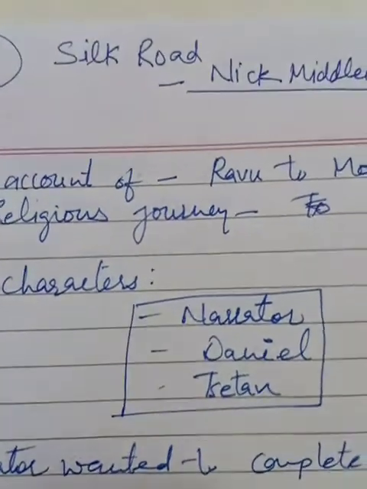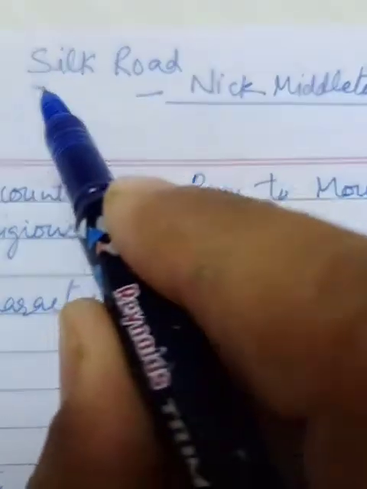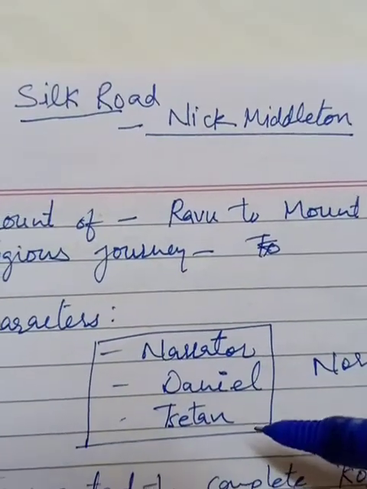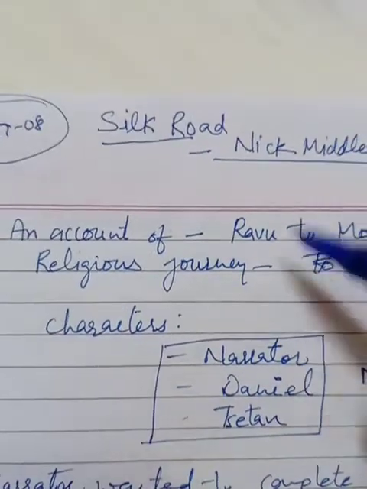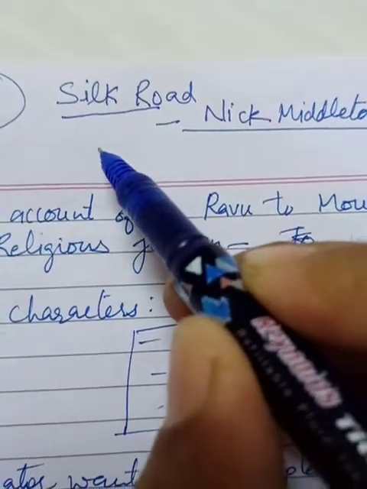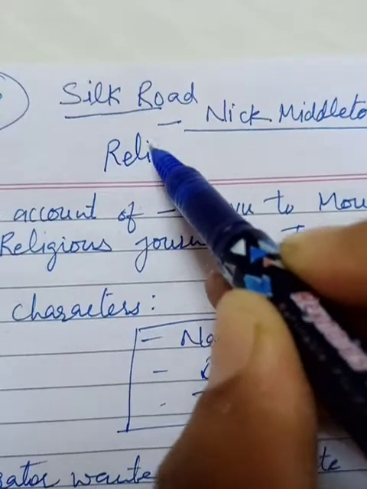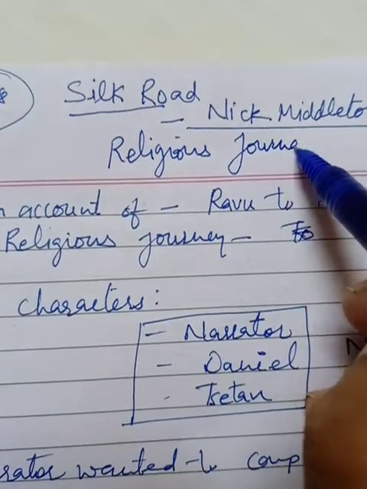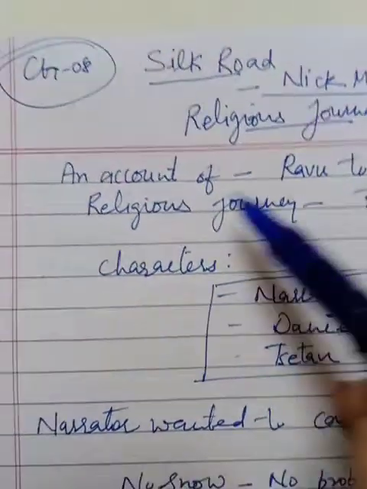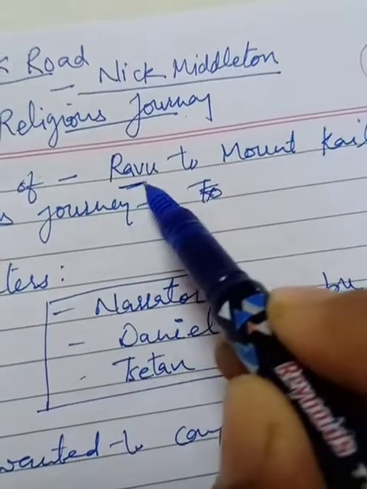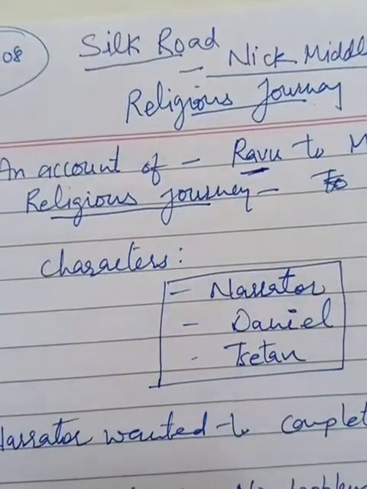Hornbill. And this chapter is Silk Road by Nick Middleton. So basically, this particular chapter gives us details of a religious journey. This is an account of the route to Mount Kailash, and it is a religious journey, as I told you.